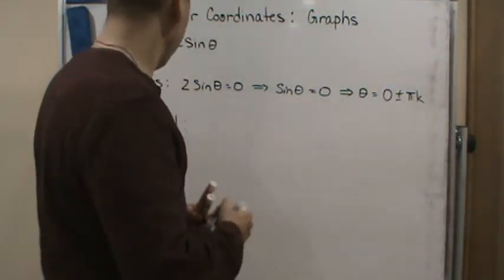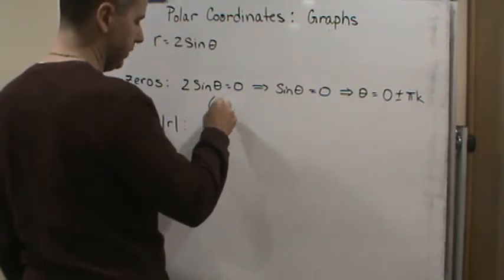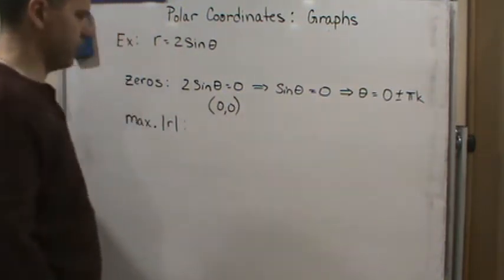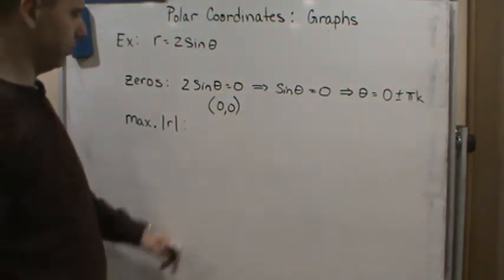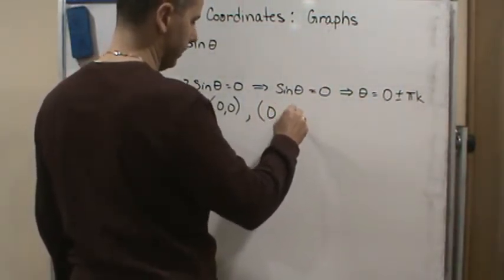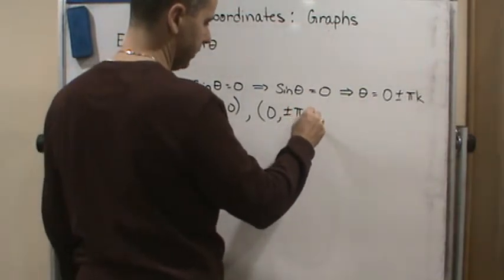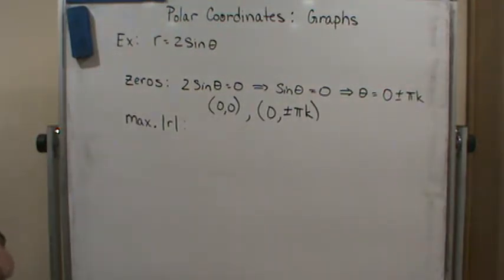So what does that mean? Well, that means there's going to be zeros at the point 0, 0. So 0 comma angle 0, or it's going to be 0 comma plus or minus pi k, where k is an integer. Okay, so those are all the points where the radius is 0.